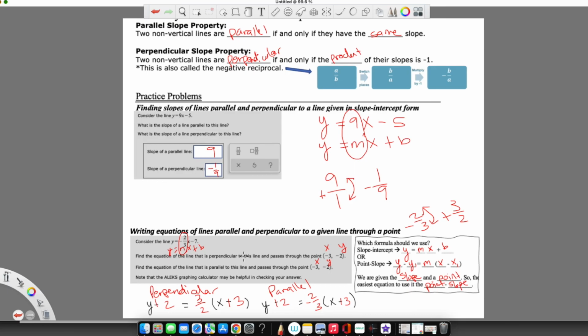But all right. So that's how you use the slope and parallel properties to write an equation for lines that are parallel and perpendicular to a given line. So go ahead and go on, Alex, and give that a try.